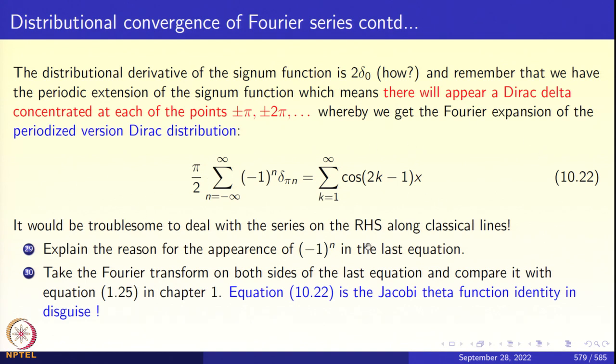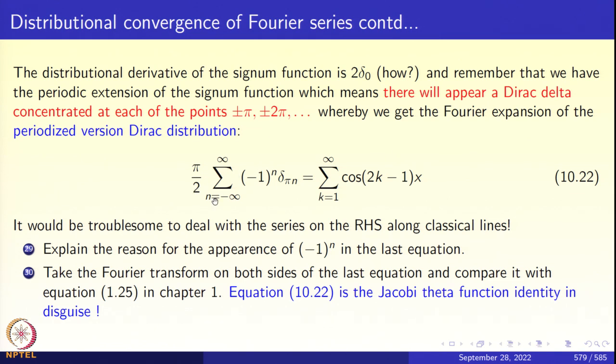10.22, which has to be understood in the sense of distributions: the summation n from minus infinity to infinity of minus 1 to the power n times the Dirac mass placed at pi n. The sum of Dirac deltas on the left hand side is obviously a distribution, and the right hand side is an infinite series that doesn't converge in the classical sense, but it converges weakly in the sense of distributions.